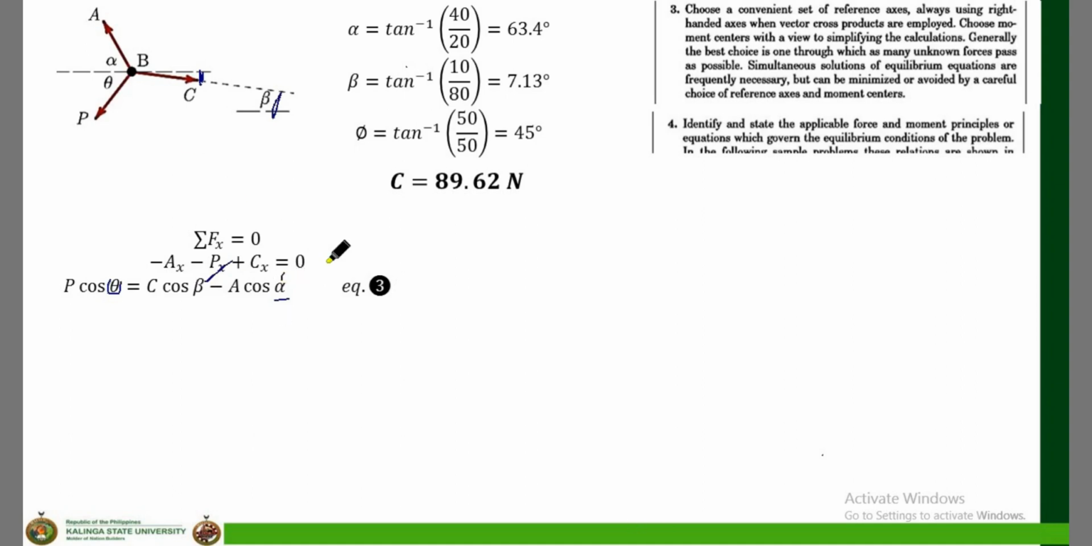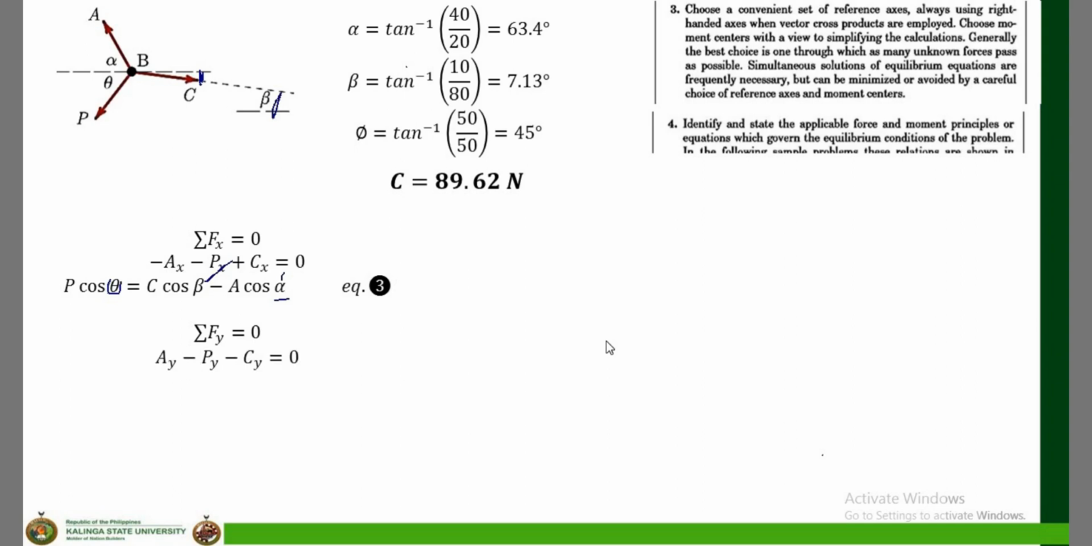So, we'll substitute those later. This is my equation 3. This time, I'm going to use summation of forces along the y-axis. Again, there are y components for A, C, and P.